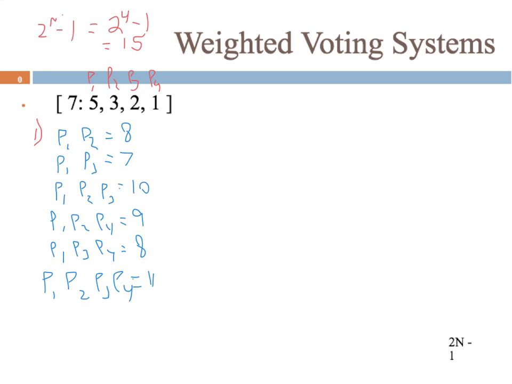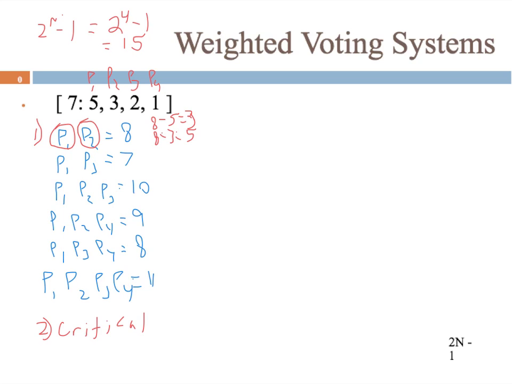Now the second step is to go through and find all the critical players. So who are the critical players within each winning coalition? Let's look at the first one, player 1 and player 2. Remember, if we take the weight of that coalition, so 8, and we subtract either one of those, so 8 minus player 1's weight, 5, that's 3. That is less than the quota 7, so we know player 1 is critical. If we take 8, subtract player 2's weight, which is 3, we get 5, which is also less than 7.